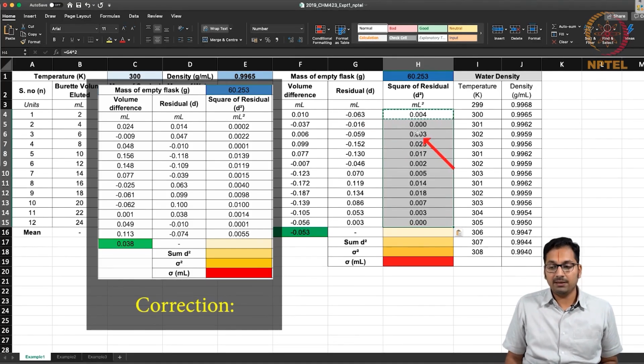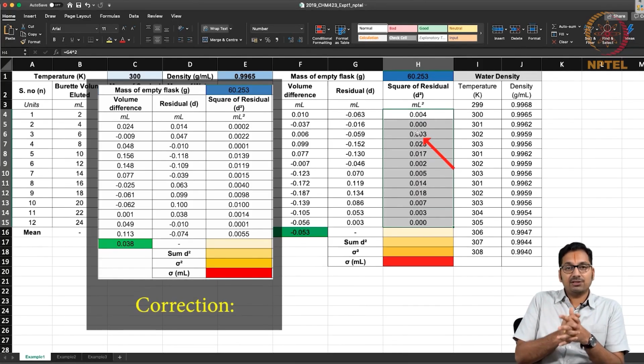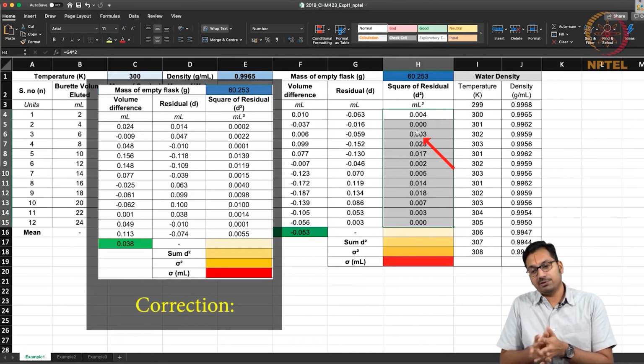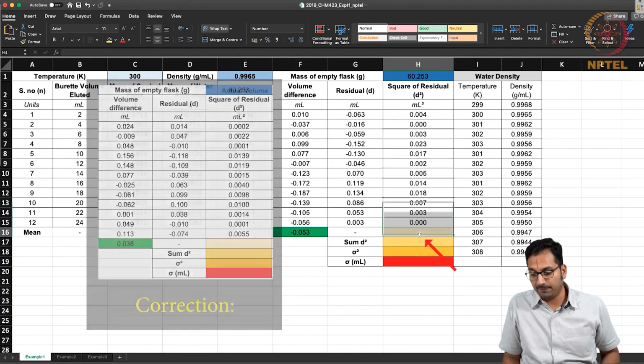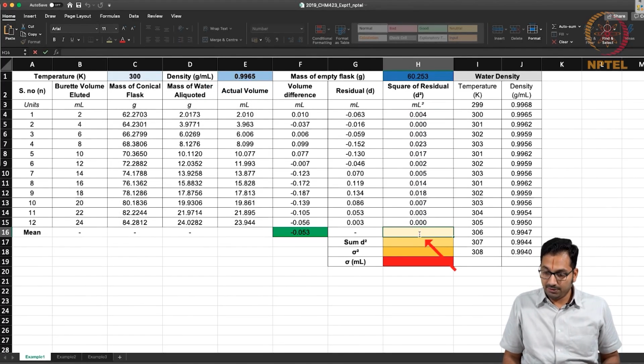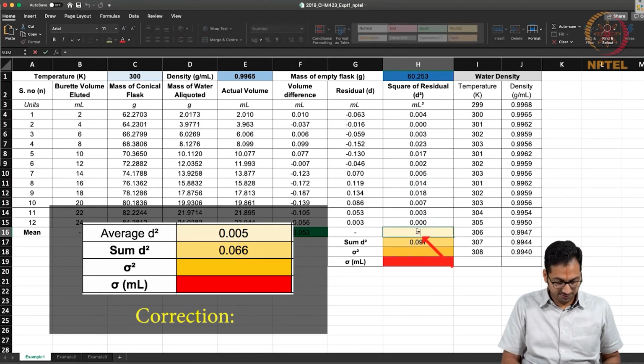So, now you end up getting the square of the residuals, because if you remember, standard deviation is nothing but the square root of the sum of squares of the residuals divided by the total number of measurements minus 1. In this case, since you have only 12 measurements, you have to do square root divided by n minus 1. So, what are we going to get here? Let us try to take the sum of all the residuals. And you can also try to get the average of the residual.